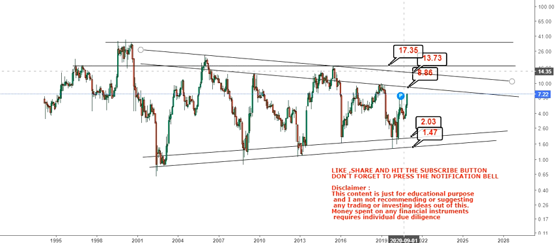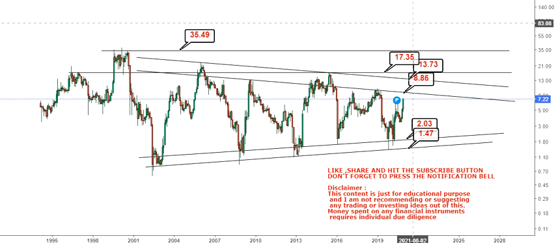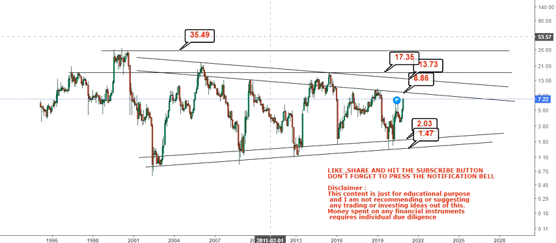Second, if it crosses 13.73, then 17.35 will again be a resistance. There is a difference of $4, but it will definitely work as a resistance. And there is a very low probability of $35, which is the level the stock saw in the year 2000. So the probability is less. If you want to test your luck till 35, that is fine, but you need to place strict and stringent stop losses, and you need to be very, very disciplined. Otherwise you will be in deep trouble in this kind of stock.